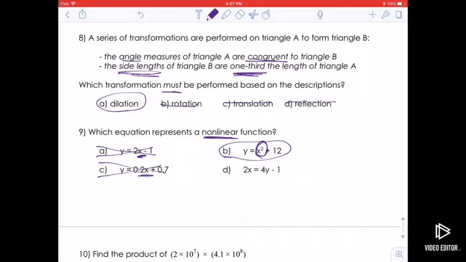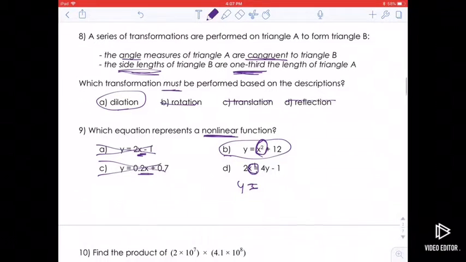Choice D here, it's not y equals, but if I were to get it to be y equals, it would still have an exponent of 1. So that's going to be linear as well.